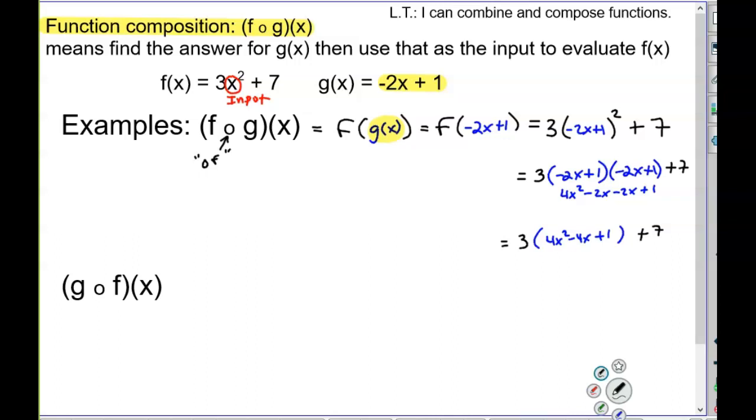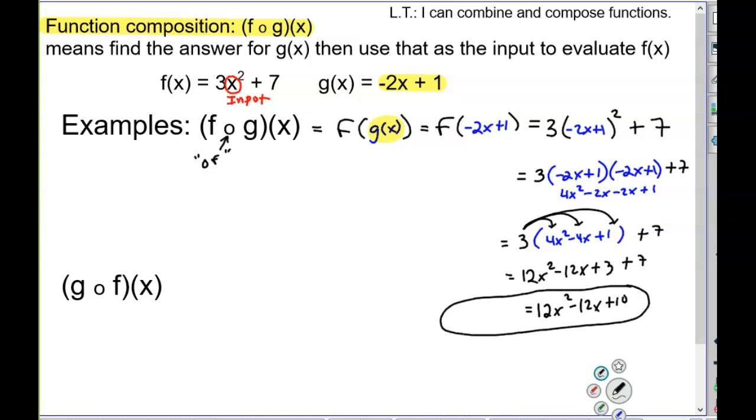But notice that 3. Now the 3 in front of the parentheses is key. Right? That 3 has to be distributed to all of those terms. And then we simplify as far as we can, and we get a new expression for f of g of x. So why might that be important?